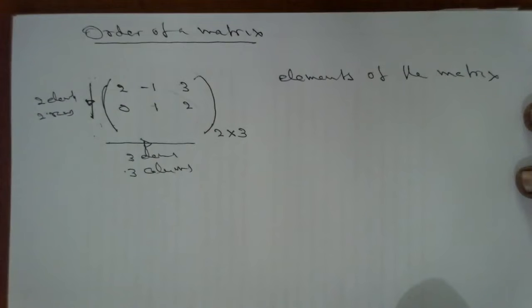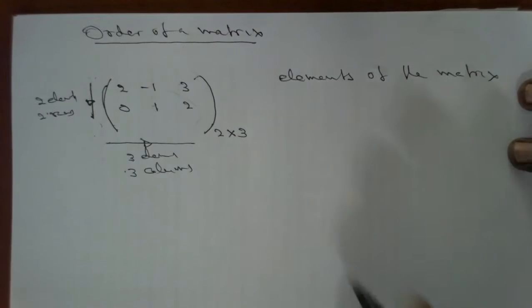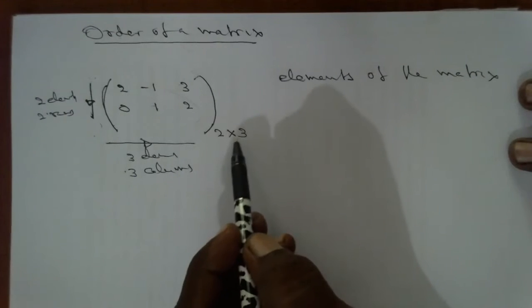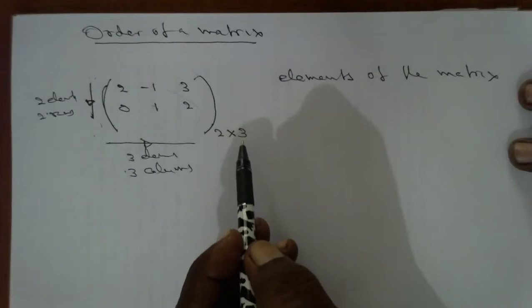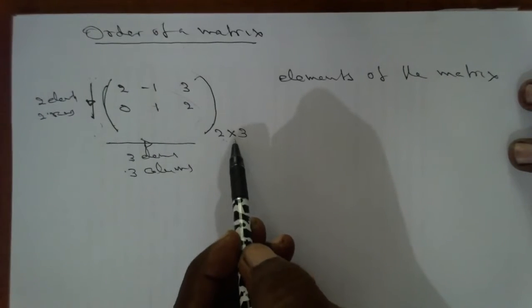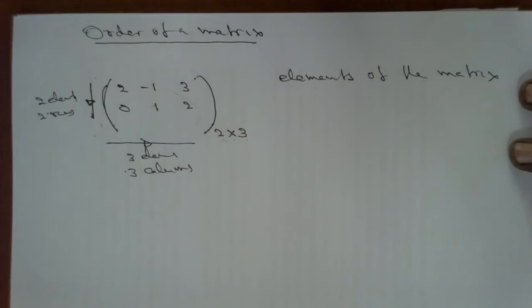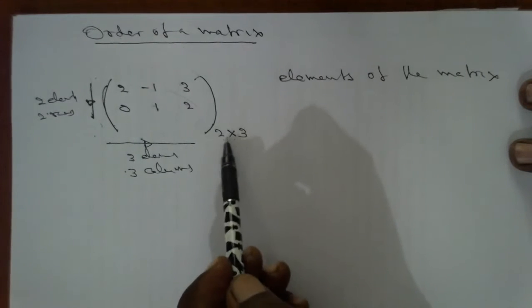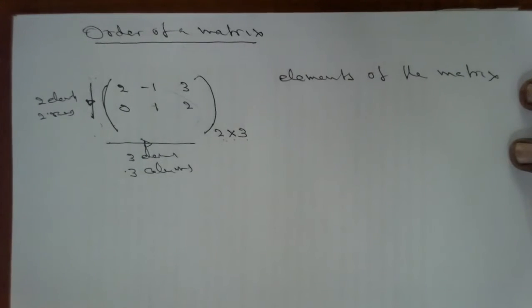2 by 3 matrix or 2 cross 3 matrix. You don't simplify this as 6. This is a notation. This indicates the order of the matrix, a 2 cross 3 matrix. Is it clear? You have to keep in mind like that. Yes, but we don't have to give the answer like 6. You don't take it as 6. You just use it like this, 2 cross 3.